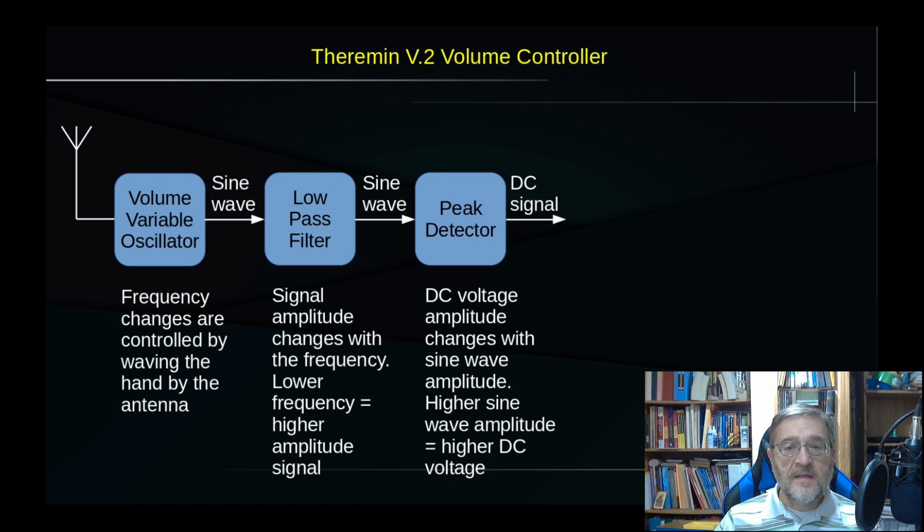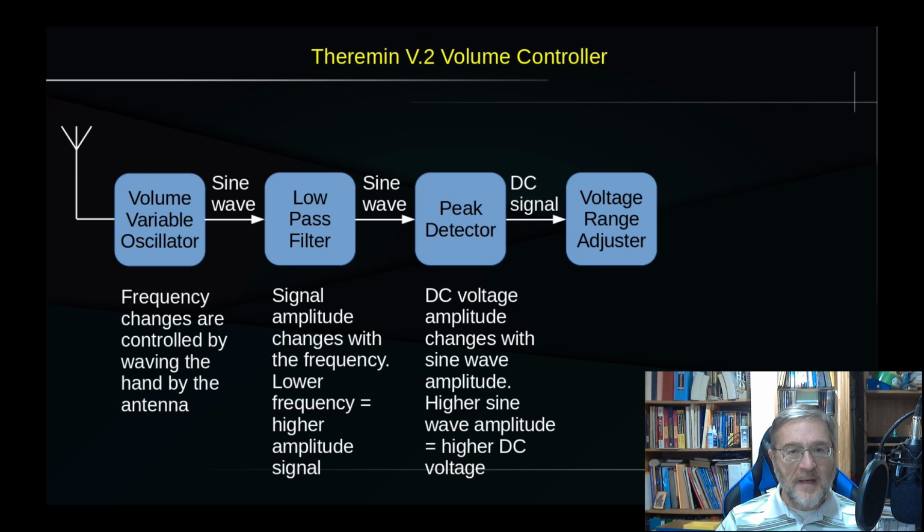However, this signal is not in the range of levels that is needed to accomplish this task, and so we put, right after the Peak Detector, a voltage range adjuster, which modifies the range of voltages coming out of the Peak Detector to the level necessary to control the volume in the last stage. And finally, here is the last stage.